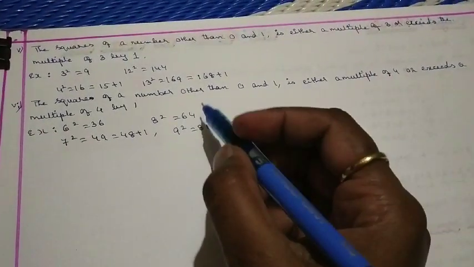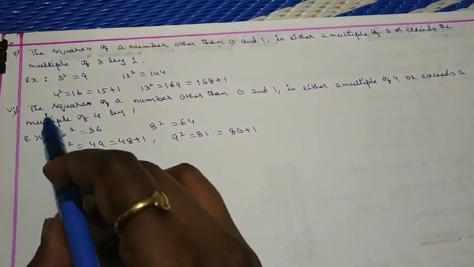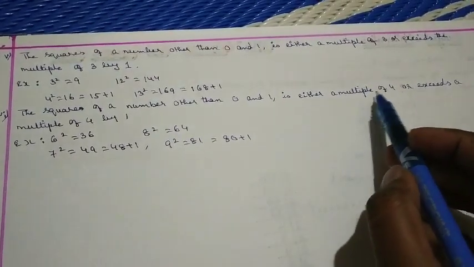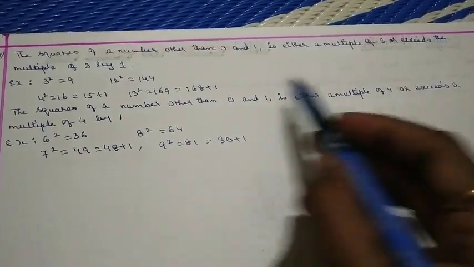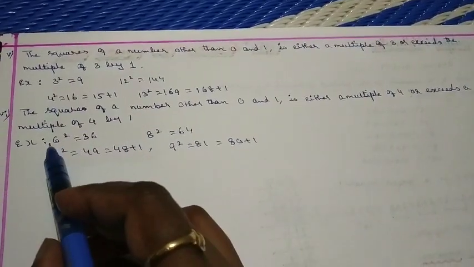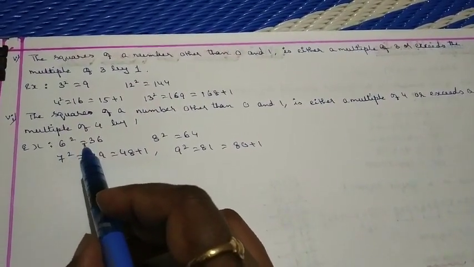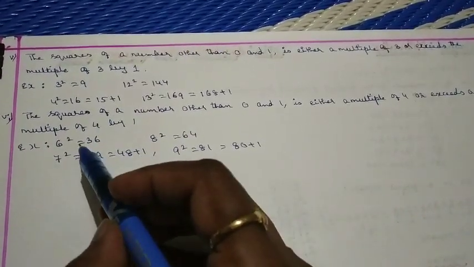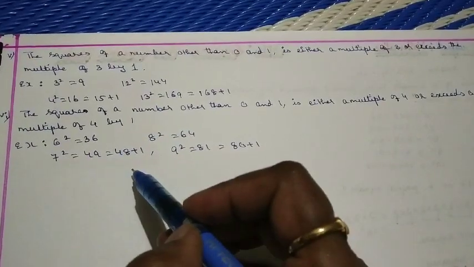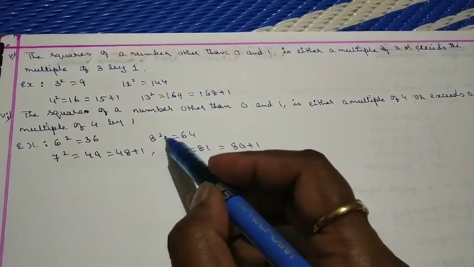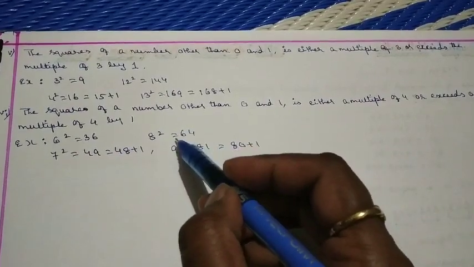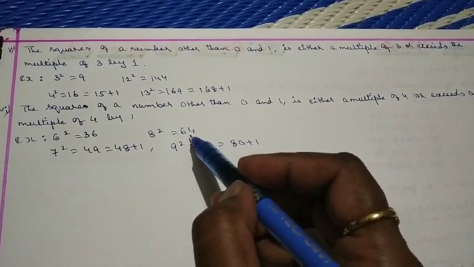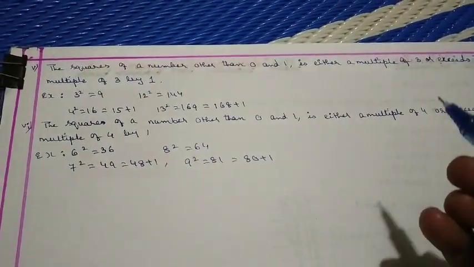Next, fact number 6. This is also similar to the previous one. The square of a number other than 0 and 1 is either a multiple of 4 or exceeds a multiple of 4 by 1. For example, 6 square equal to 36. So 36 is exactly a multiple of 4. That is, 4 9s are 36, or 9 4s are 36. 8 square is nothing but 64, which is also exactly a multiple of 4. That is, 16 4s are 64.